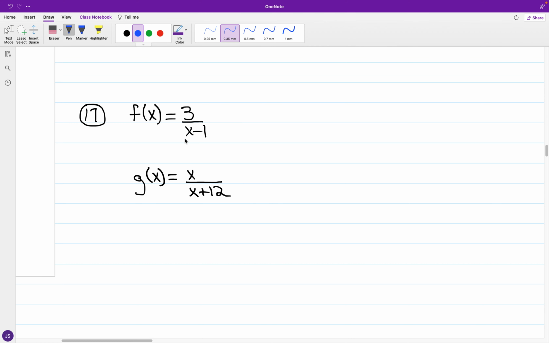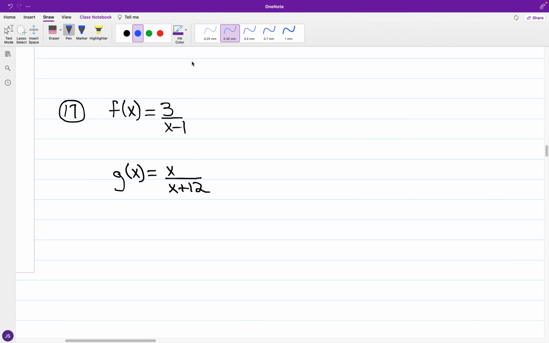Now, for f of x, we have 3 over x minus 1. Again, the restriction upon f of x is going to be that x minus 1 cannot be 0. So for f of x, we have that x cannot be at 1. Now for g of x, we have x over x plus 12. Again, the denominator cannot be 0. So if x plus 12 cannot be 0, then x cannot be equal to negative 12.